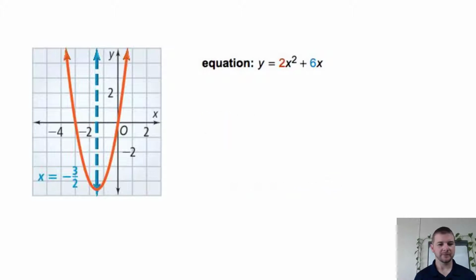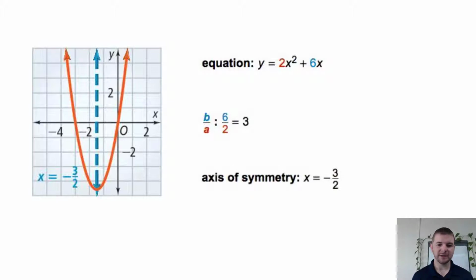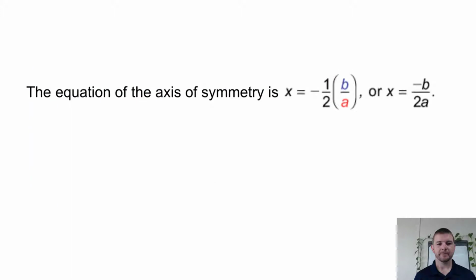And this graph and equation, y equals 2x squared plus 6x. The ratio b to a is 6 to 2, or 3. And our axis of symmetry is the line x equals negative 3 over 2. As the pattern suggests, the equation of the axis of symmetry is x equals negative 1/2 times b over a, or x equals negative b over 2a.